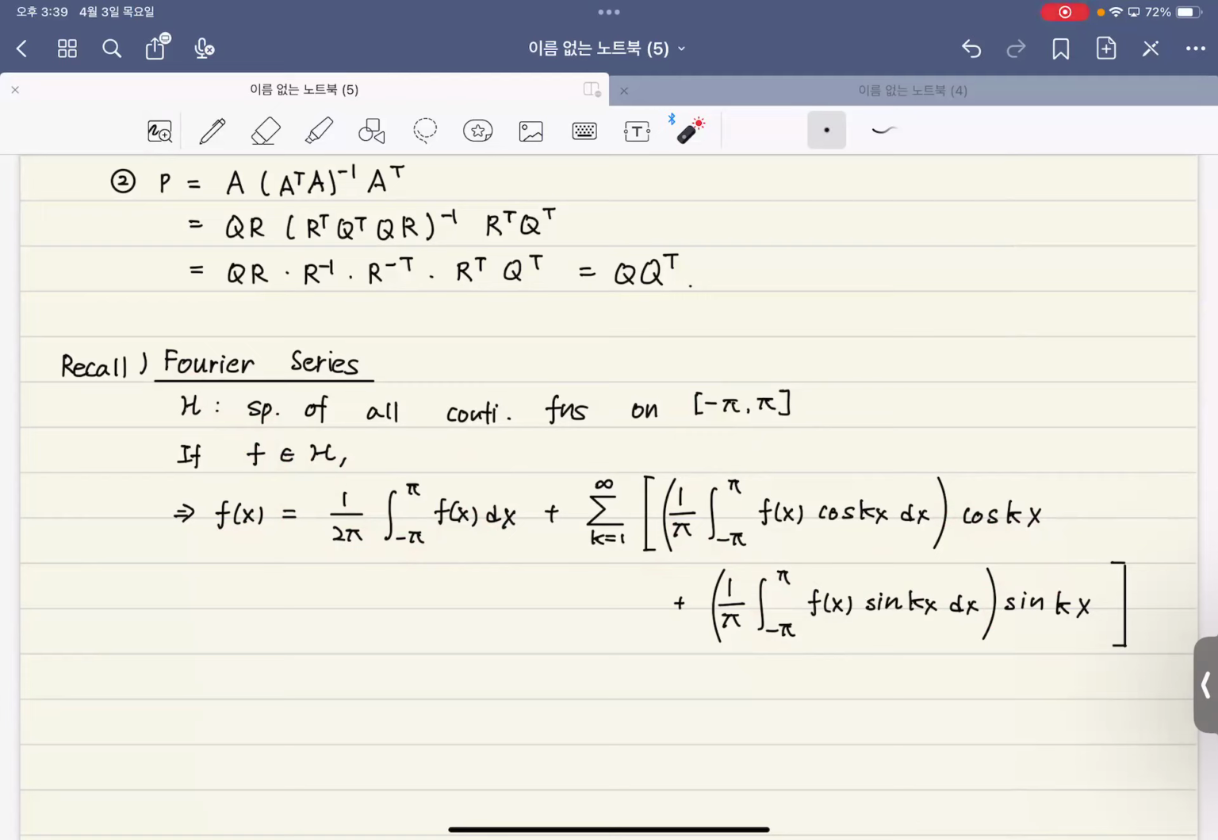We have the Fourier series, but in practice, we are human beings and we cannot deal with infinities. Since this summation contains infinities, we have to somehow truncate this infinite sum into a finite sum. So maybe like this.